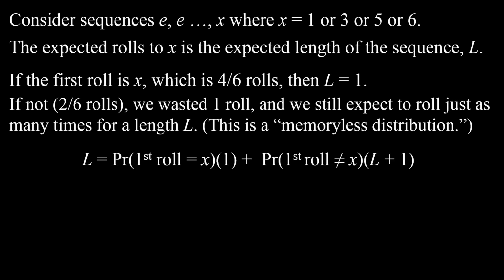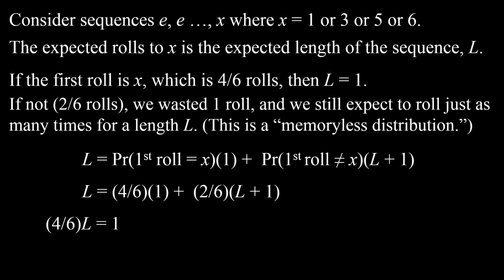We can solve this equation for L and we'll end up getting that L is equal to 6 over 4, which simplifies to be 3 halves or 1.5 rolls, and that's the correct answer. So if this explanation wasn't satisfactory, I'm going to provide another way that you can get the answer.